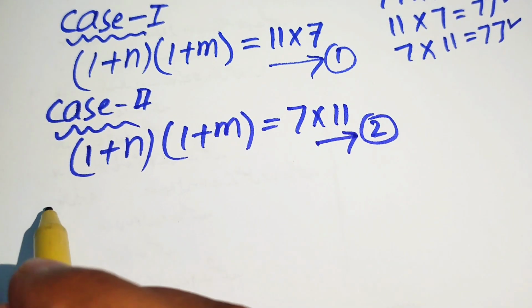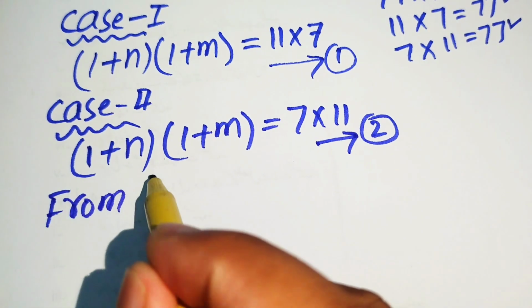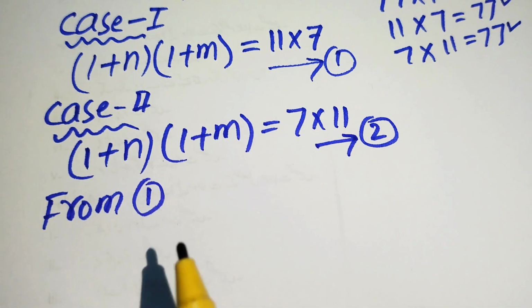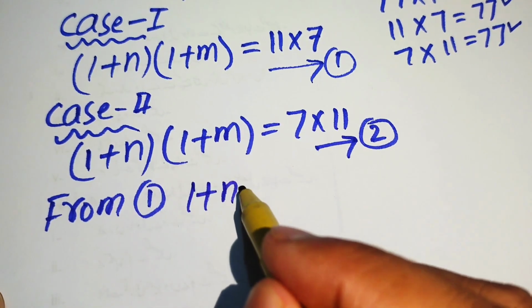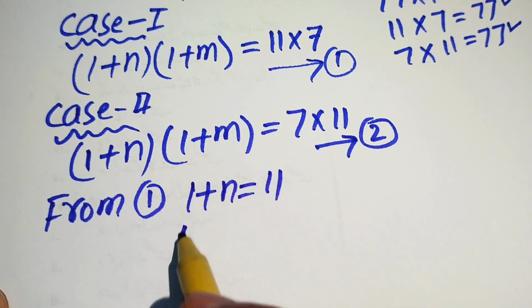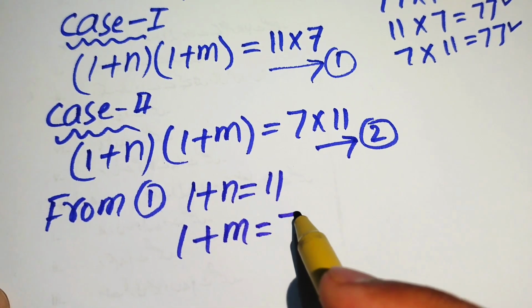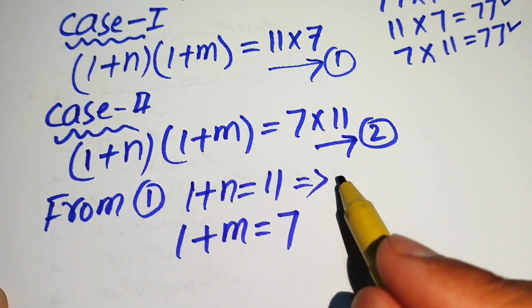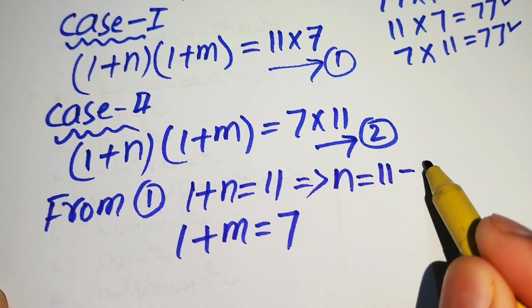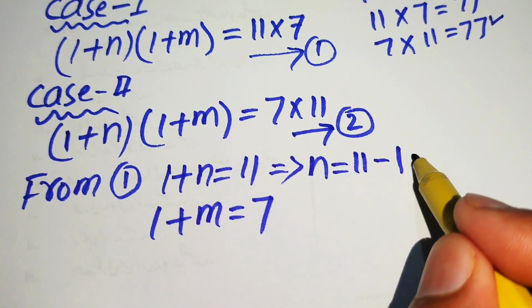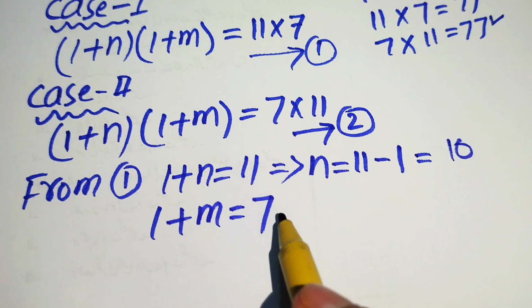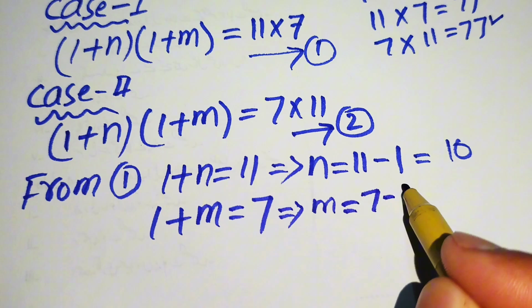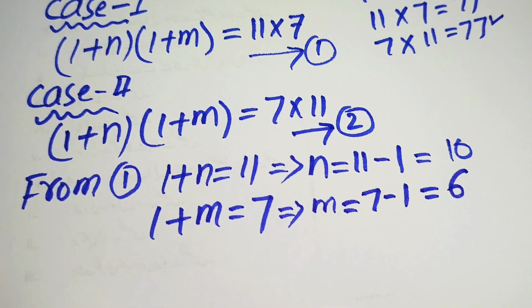In equation number 1 we compare both of the sides, and we clearly write here 1 + n equals 11 and 1 + m equals 7. So this implies that we move this plus 1 to the right hand side and we get n equals 11 minus 1, so 11 minus 1 equals 10. Similarly, we move this 1 to the right hand side and we get m equals 7 minus 1, and 7 minus 1 is 6.